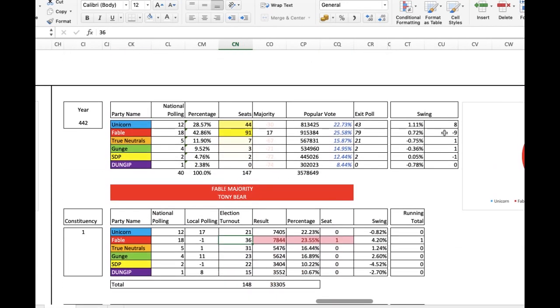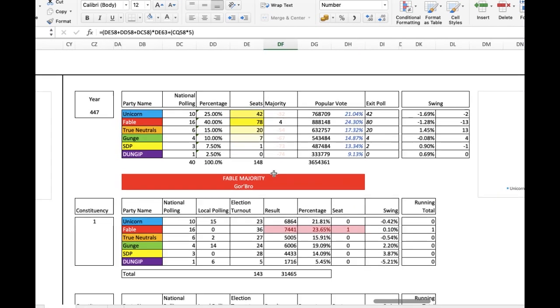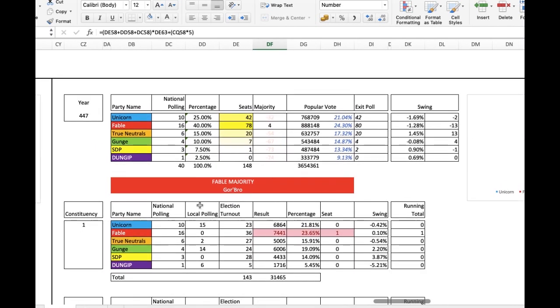And again, we're starting to see the swing. The exit poll always puts True Neutrals at having gains that they just don't get, and it comes out Fable this time again. And another new result.